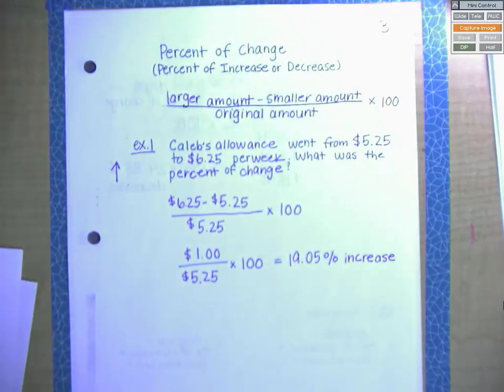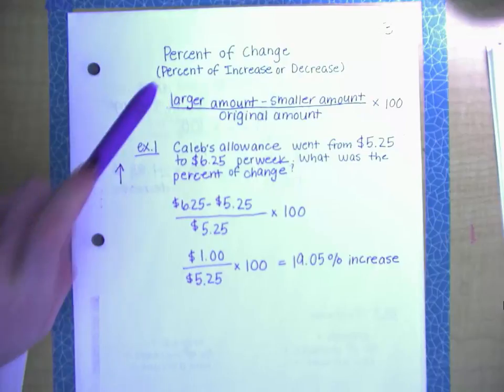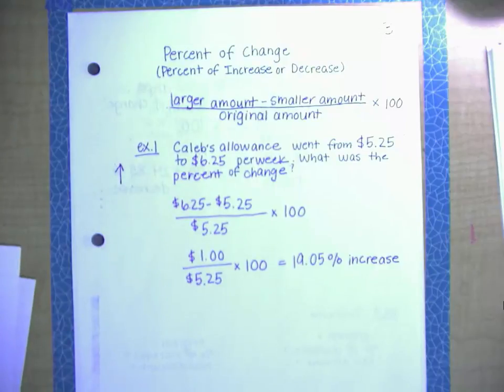All right. So you remember from yesterday that we looked at how to calculate the percent of change. So we take this equation and we look at our example, and we have to figure out the larger amount, the smaller amount, and the original amount before we can plug them in. Okay? So we're going to take the larger amount minus the smaller amount, and we'll divide that by the original amount and then multiply that number by 100.